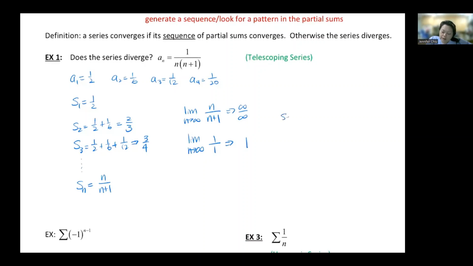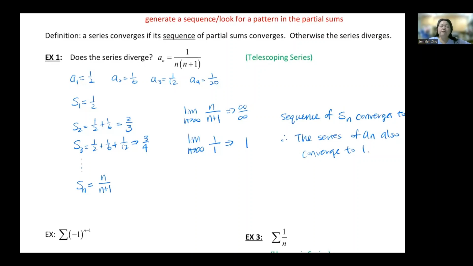So the sequence of S sub n converges to 1. Therefore, the series of A sub n also converges to 1. Okay? All right.